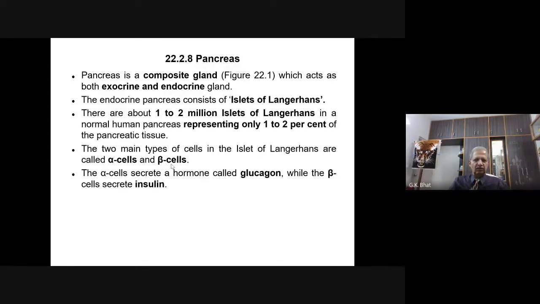The alpha cells secrete a hormone called glucagon, and beta cells secrete the hormone called insulin. Right? Many times at the time of examination, we start getting doubt whether alpha cells produce glucagon or beta cells produce glucagon. Remember, alpha sounds like A, and glucagon also has an A in the spelling. So, alpha cells produce glucagon, beta cells secrete insulin.